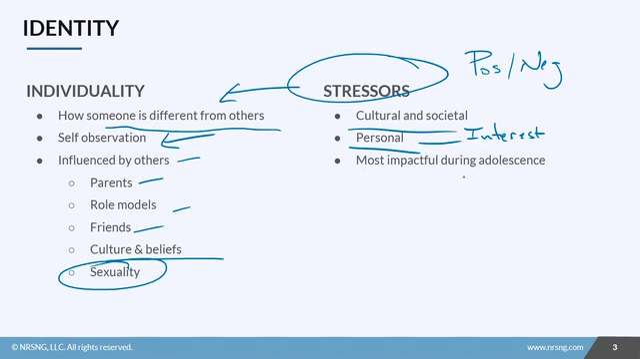It's definitely most impactful during adolescence. Grounded individuals who have a great support system and positive role models with very few of these stressors may end up having a better self-concept than those who don't.